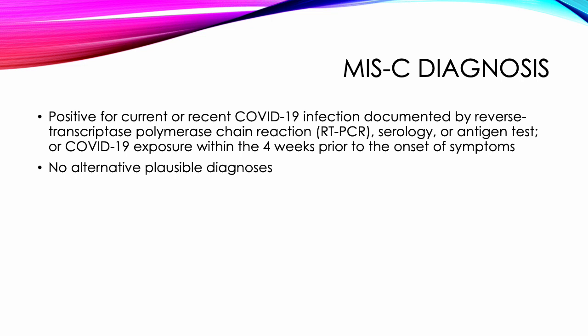Because MIS-C is related to COVID, part of the diagnosis is proving that they had COVID. We also want to rule out any other plausible diagnoses for what's going on with them before we say you definitely have MIS-C.